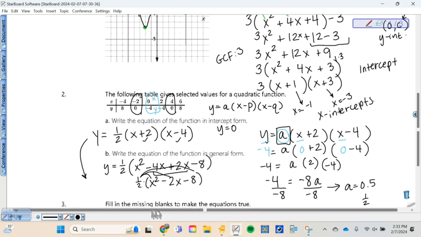What's 1/2 times x squared going to be? 1/2 x squared. What's 1/2 times -2? Yeah, so -x, and 1/2 times -8. There you go. There's the general form.